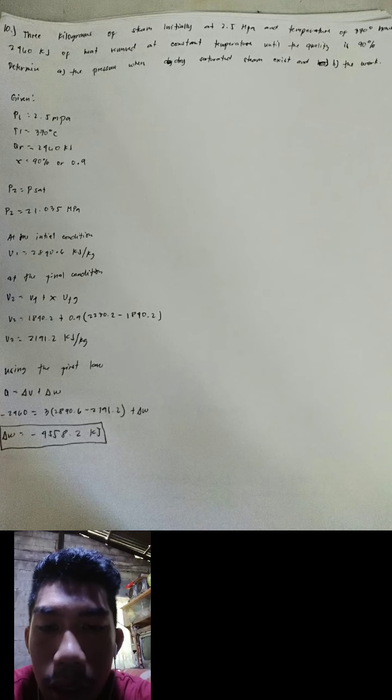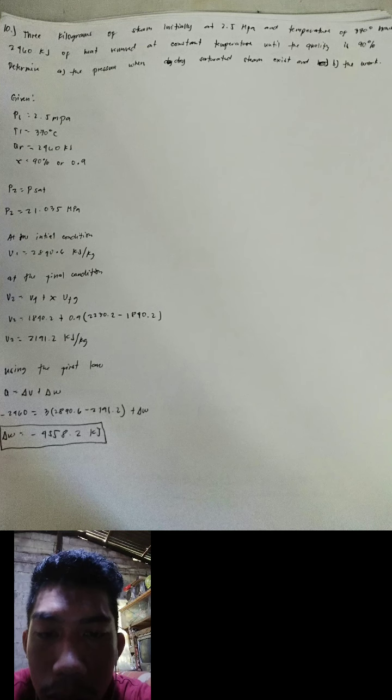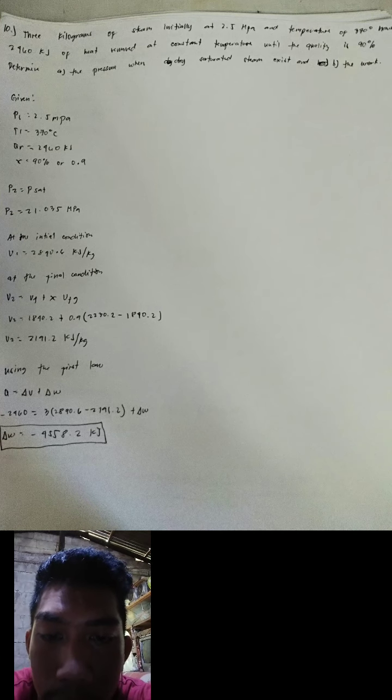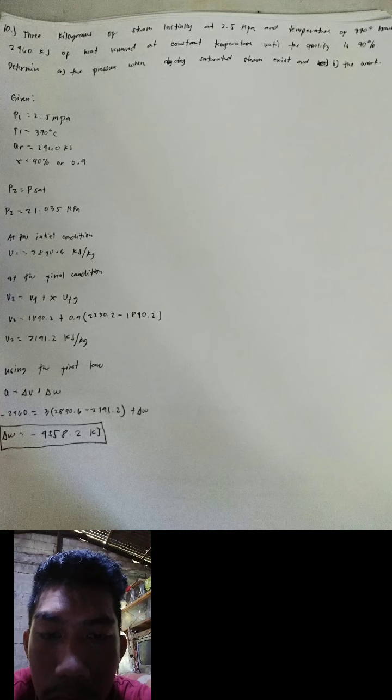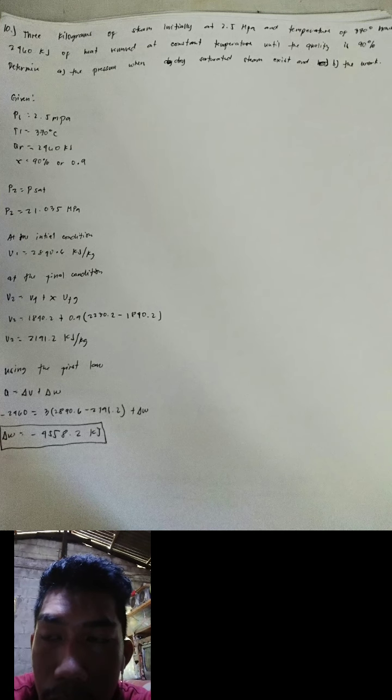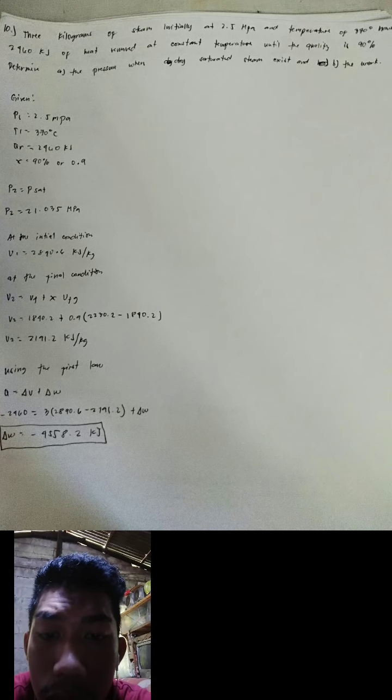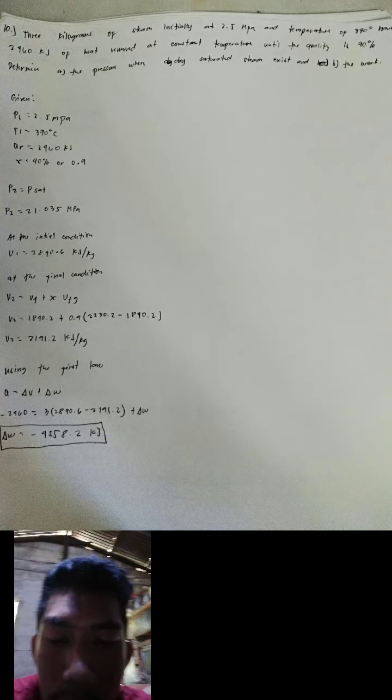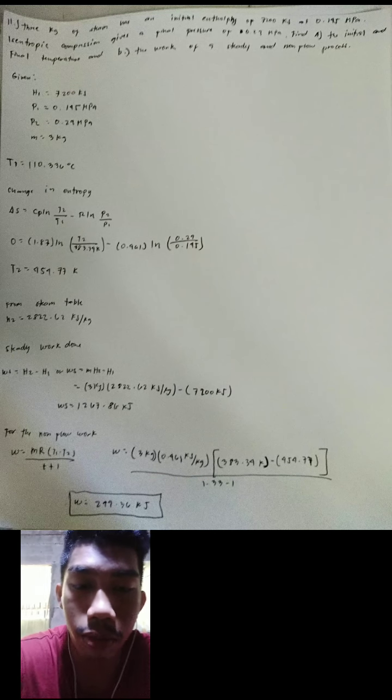Using the first law, for looking for the work, Q is equal to delta V plus delta W. So the value for Q is negative 2,460, which is equal to 3 multiplied by 2,890.6 minus 2,191.2, plus work. So the value for the work is negative 4,558.2 kilojoules. Now I will proceed to number 11.